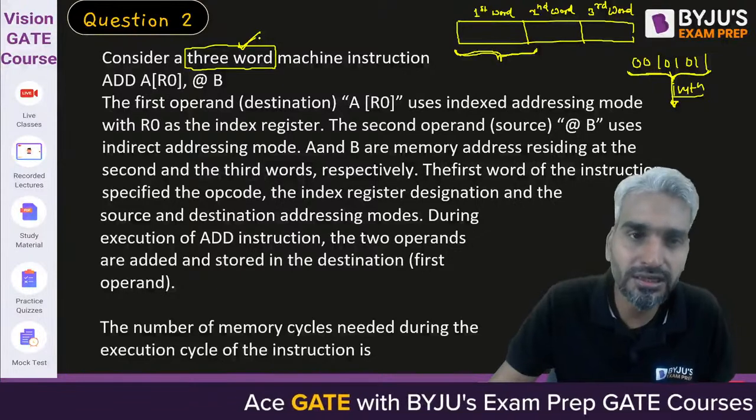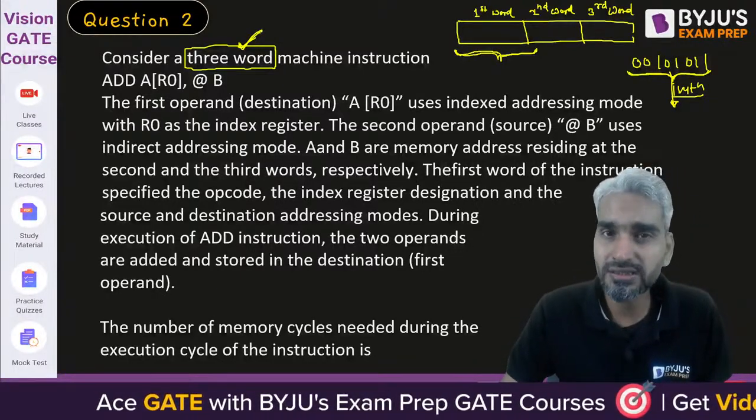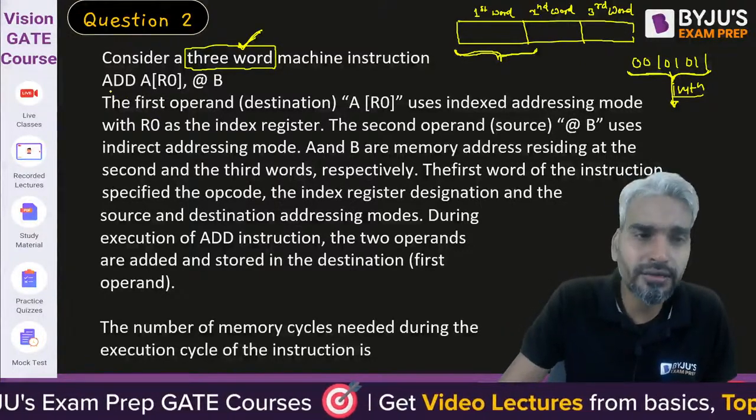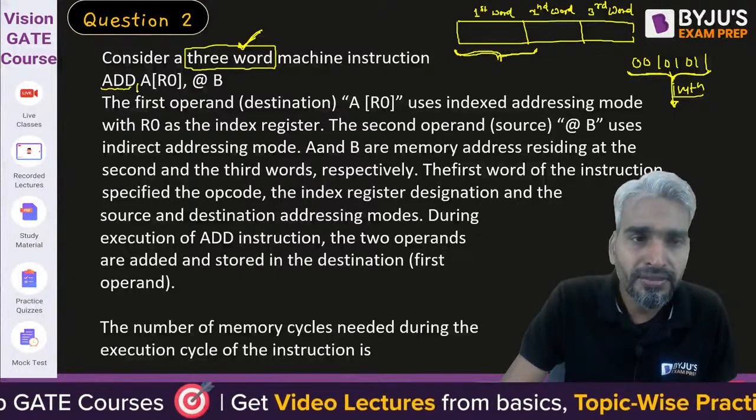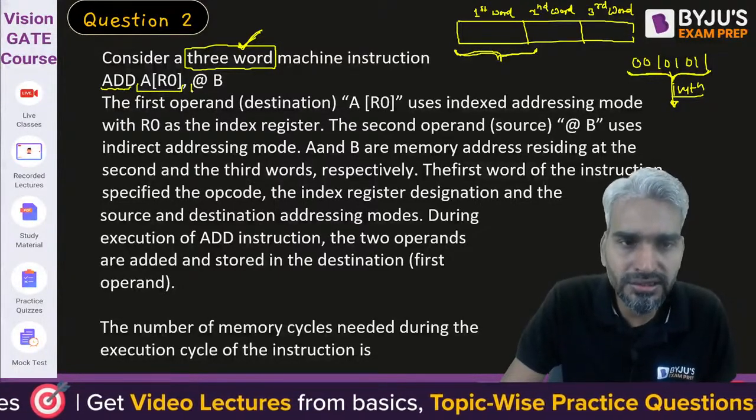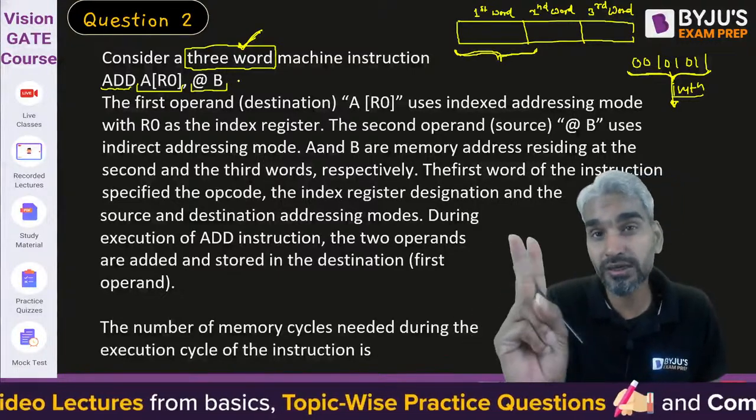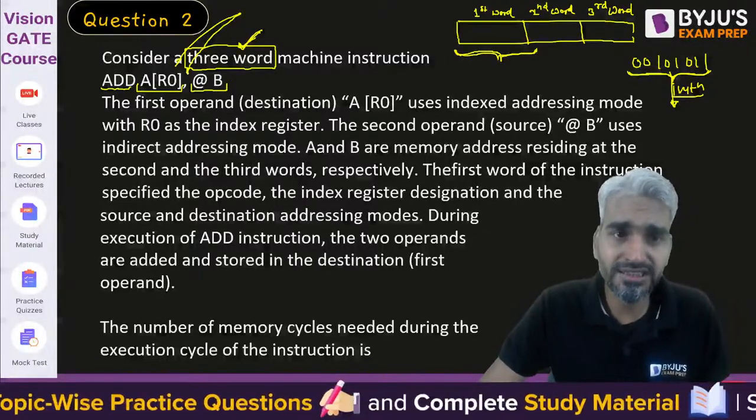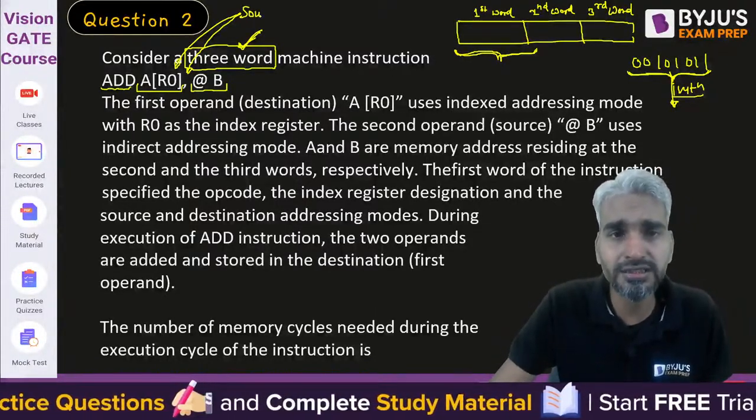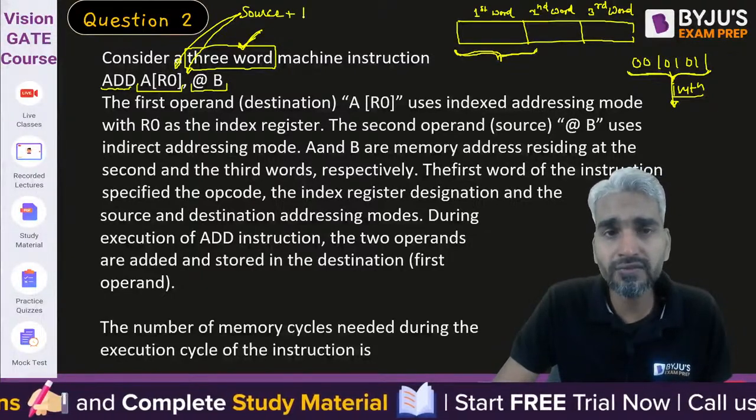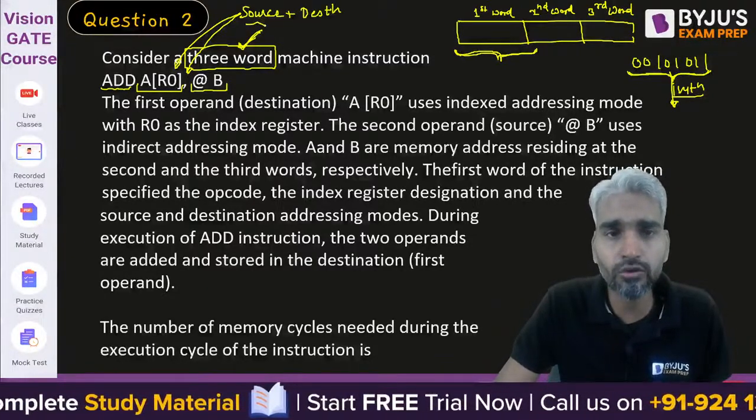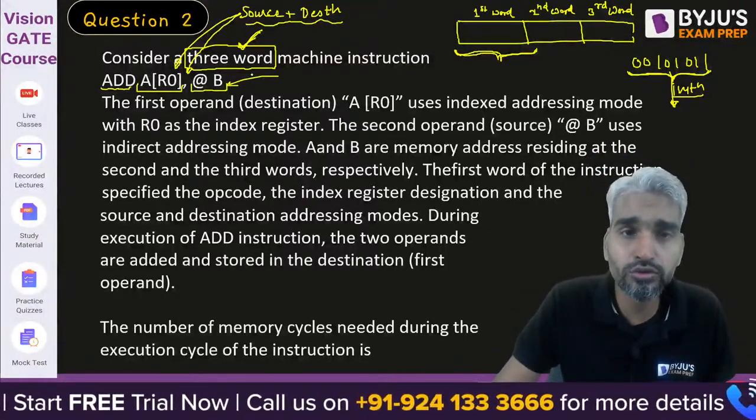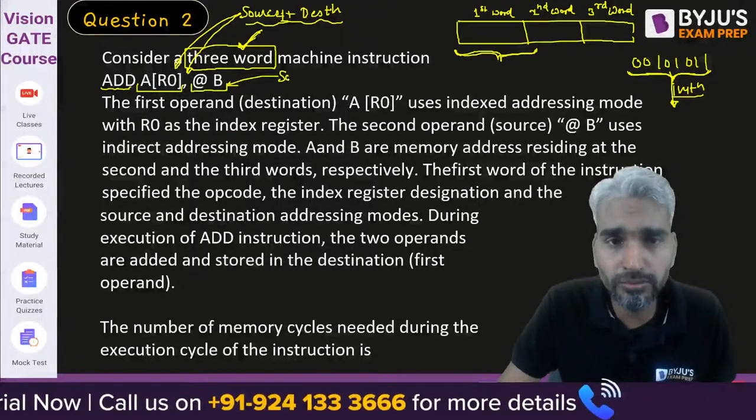Consider a 3-word instruction, and what is being specified in the question: this is the opcode, this is specifying the first operand, this is specifying the second operand. So basically it is a 2-address instruction. In a 2-address instruction, if nothing is specified in the question, the first address will work as source as well as destination, and this will be source 2. So source 1 plus destination, and this will be source 2.